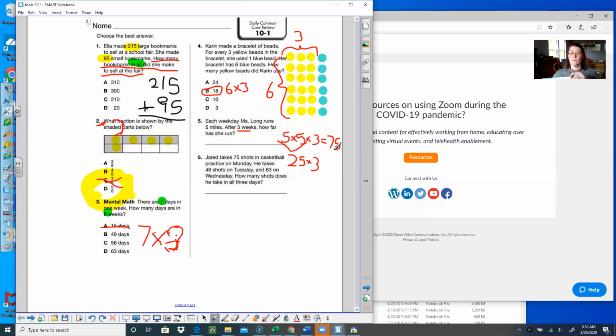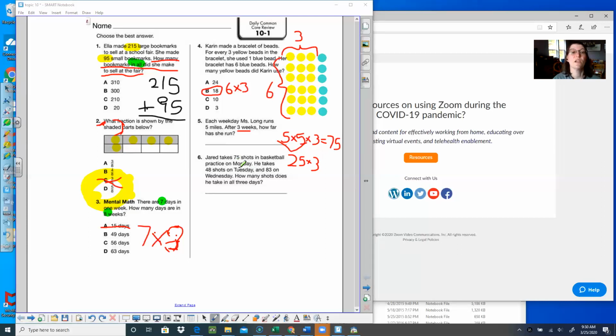So hopefully yours looks like mine. Okay, on to our last problem. Number 6, Jared takes 75 shots in basketball practice on Monday. He takes 48 shots on Tuesday and 83 on Wednesday. How many shots does he take in all 3 days?